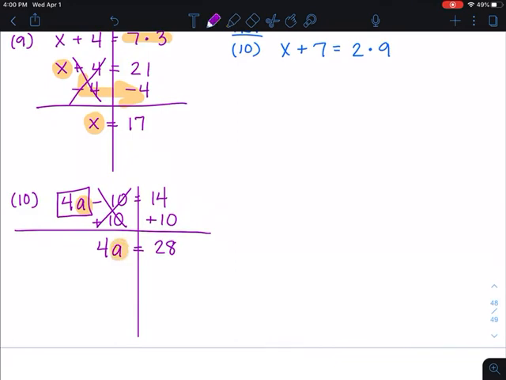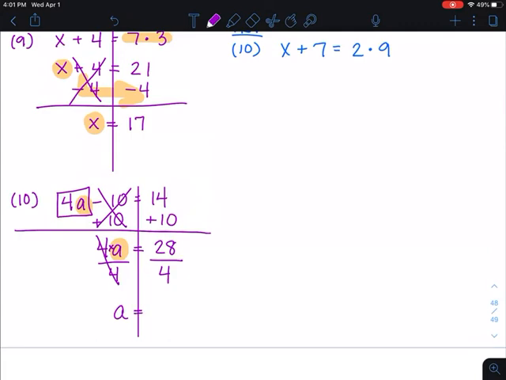And our goal is to get a by itself. A is still not by itself yet. And if you have a number in front of a letter, don't forget that means multiplication, and there's a little invisible multiplication sign in between. So 4 is being multiplied by a. The opposite of multiplying is dividing. And again, we want to get a by itself, so we have to get rid of this 4. So we're going to divide by 4.